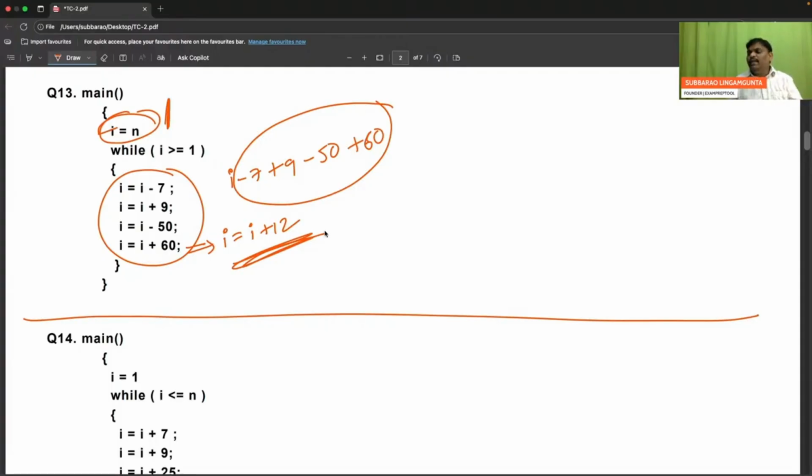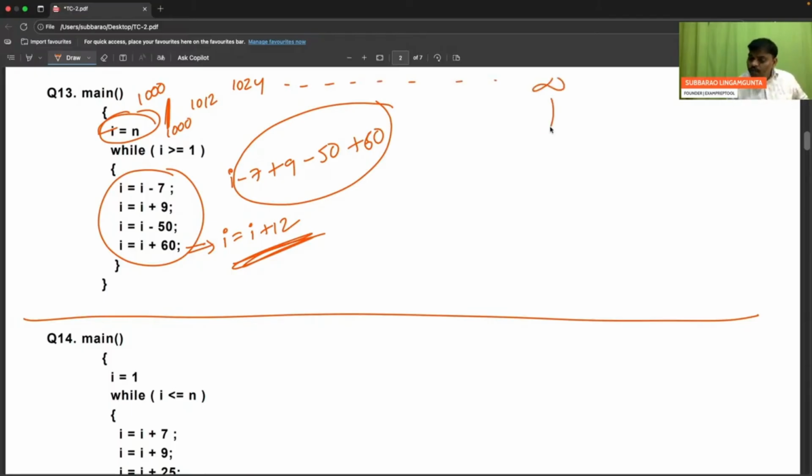How many times does this loop run? Already I is a big number, and every time you are adding plus 12. Assume n is 1000. Already I is 1000. After every round, 12 is incremented. 1000 is greater than or equal to 1? Yes. 1012 greater than or equal to 1? Yes. 1024 greater than or equal to 1? Yes. So this loop never ends. It will go to an infinite loop.